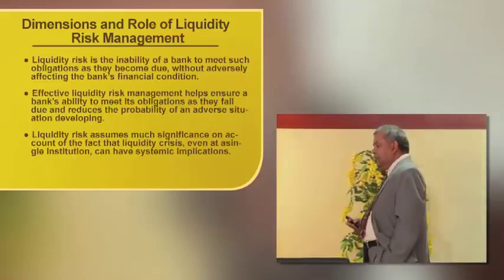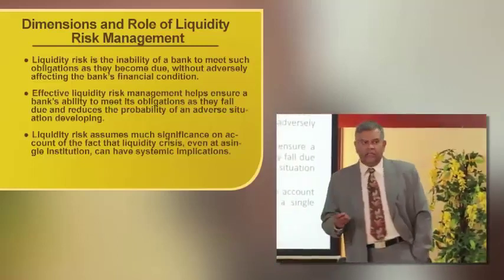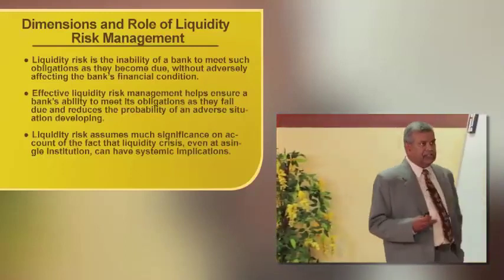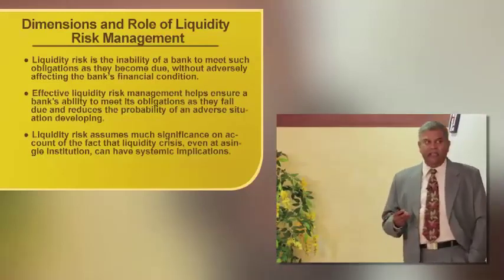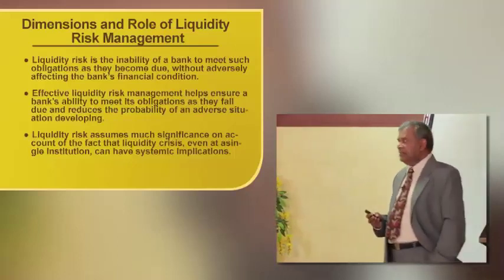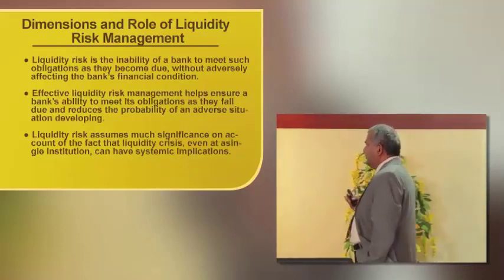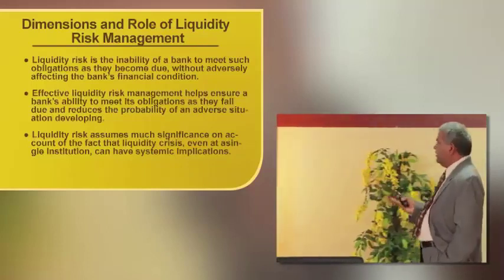If you expect an outflow and you keep provision for that, then you are able to wind up your assets in a profitable situation. If that outflow takes place suddenly, then you will have to liquidate all the assets at a distress sale, so the profit which the bank would otherwise get is reduced because of the distress sale.